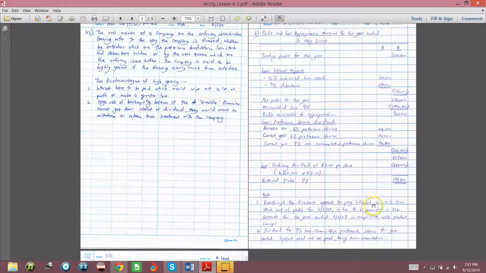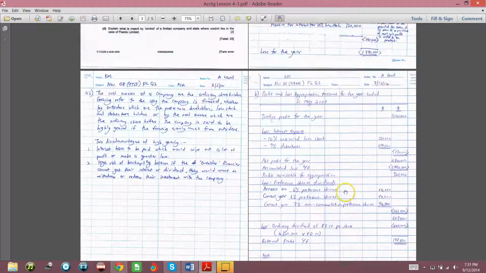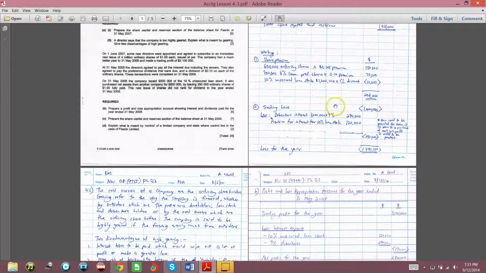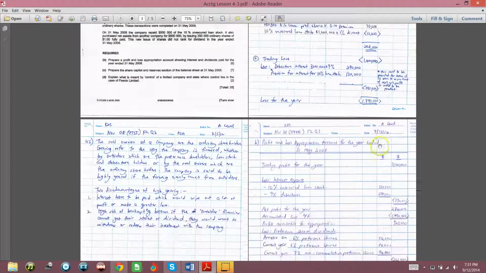Even though the directors agree to pay interest on the 10% loan out of the profit for 31st May 2008, it has to be provided for in the accounts for 31st May 2007 in compliance with the prudent concept. So like what I explained just now, even though they said it must be paid out of next year's profit, it has to be provided for in the previous year's accounts because long-term debt holders' interest is compulsory.